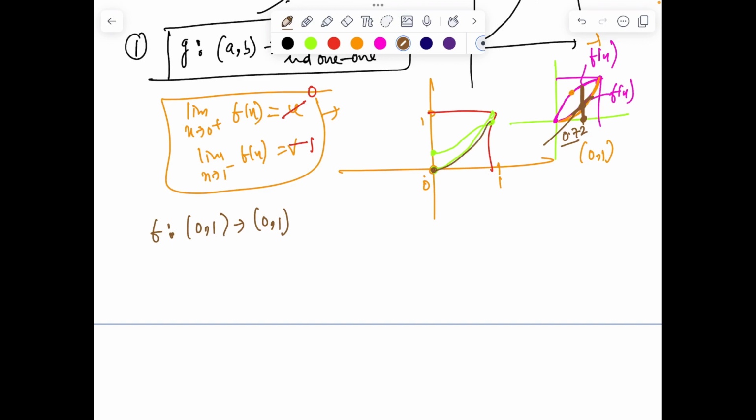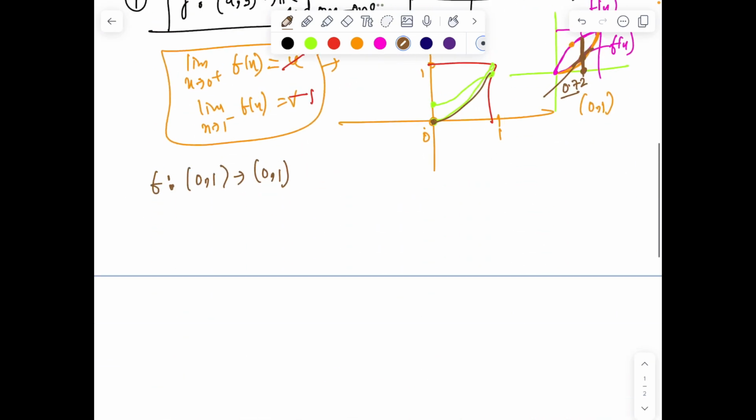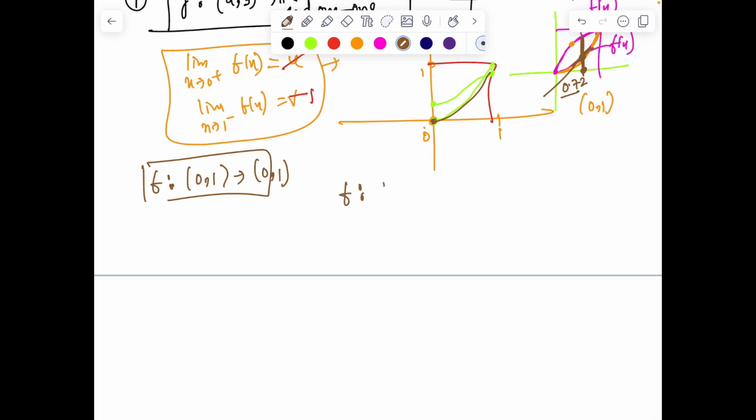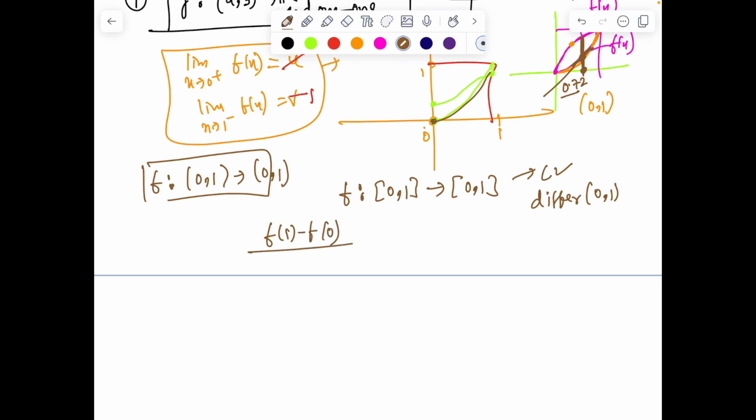So if such a function is onto, I can say, suppose instead I extend f to a continuous bijection from 0 to 1 to 0 to 1. Then I can tell the function is continuous in this interval and differentiable in the open interval 0 to 1, right? So by the mean value theorem, clearly f of 1 minus f of 0 divided by 1 minus 0 equals f dash u for some u belonging to 0 to 1.